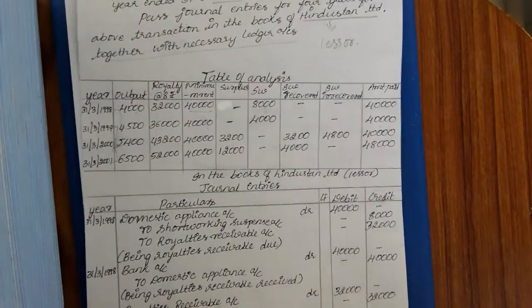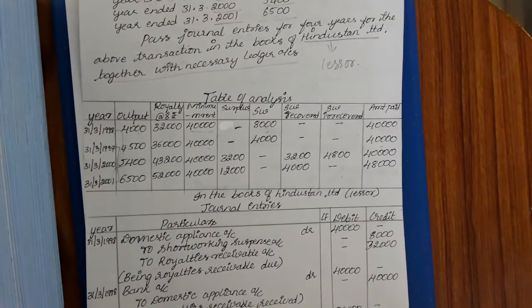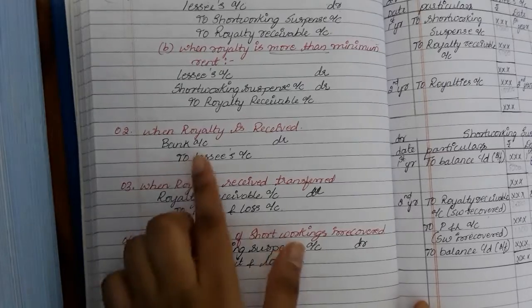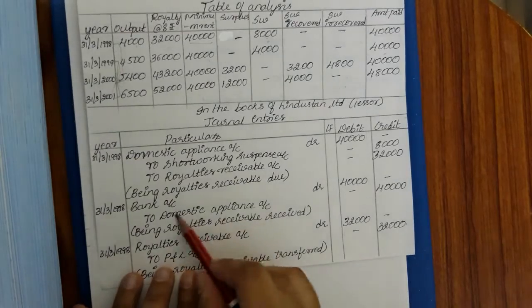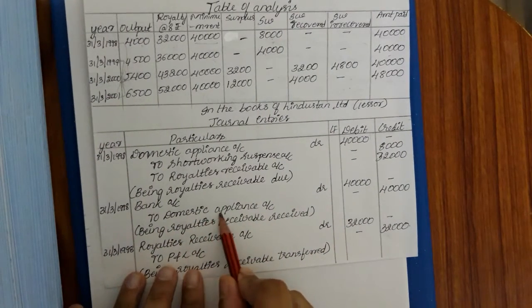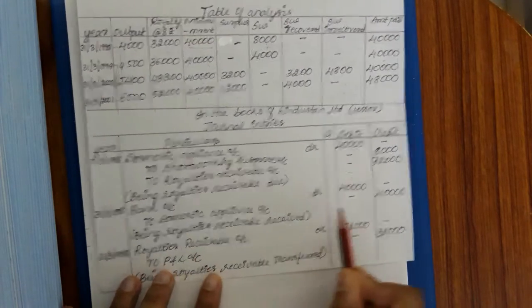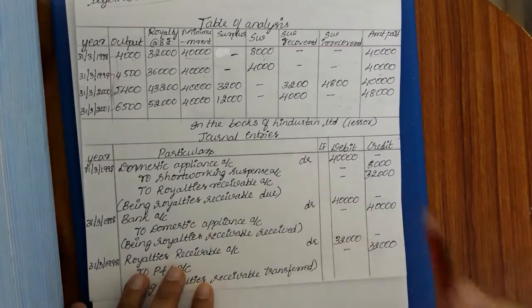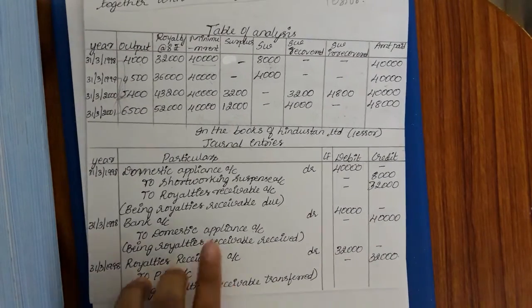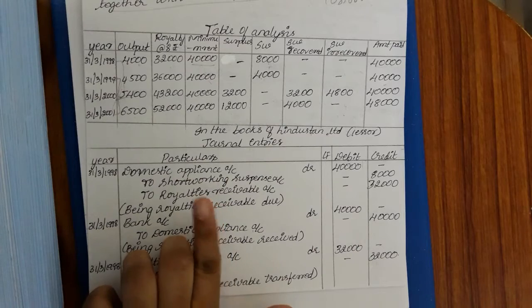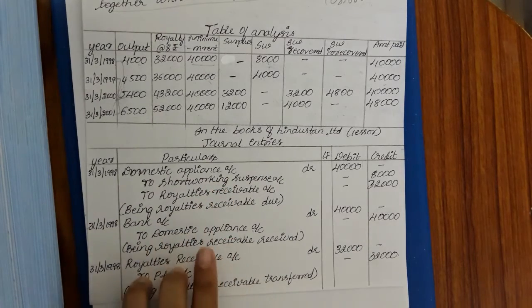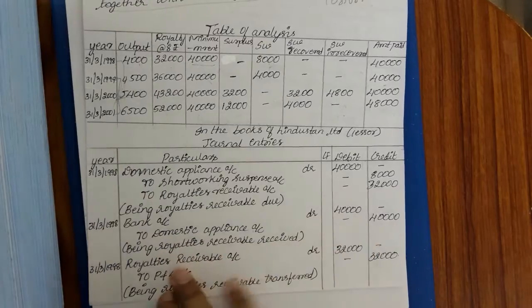After the due entry, what is the next entry you need to pass? You need to pass the payment, that is the receivable entry. You are the owner, you will be taking the money. What is the receivable entry? That is bank account debtor to lessee's account. Yes, see here, bank account debtor to lessee's account. Who is the lessee? To domestic appliance account, being royalty receivable received. You will be receiving 40,000 completely, right? So you will be writing exactly the amount you have received.